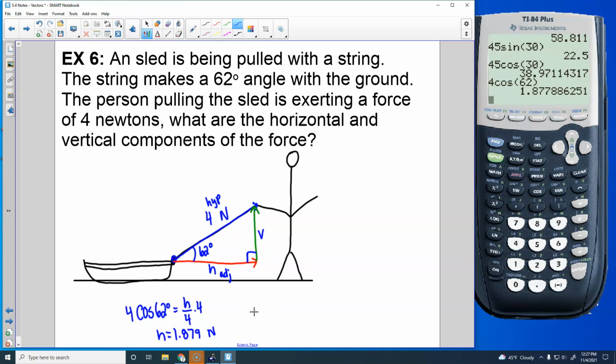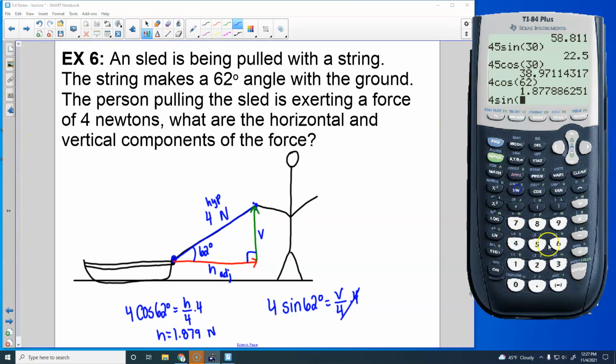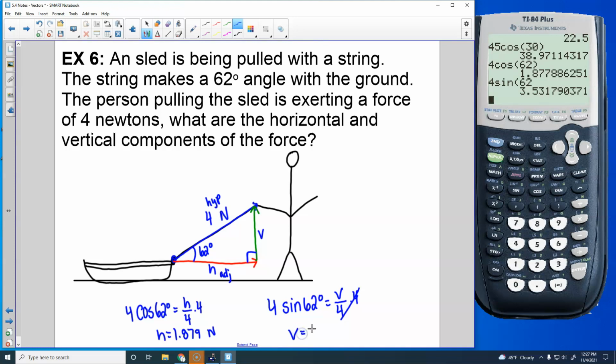If we want to find the vertical direction, how am I going to set that up? We're going to use sine. So it's basically the same problem, but this time it's going to be sine of 62 degrees. And instead of H, we're going to use V over 4. And so if we multiply both sides by 4 here, 4 sine 62 is going to give us 3.532. So our vertical component is 3.532 newtons.